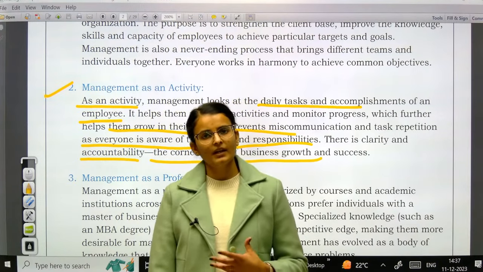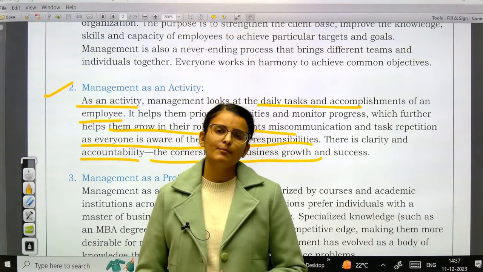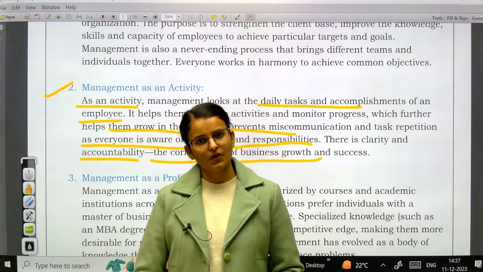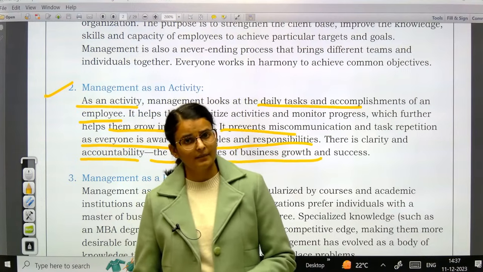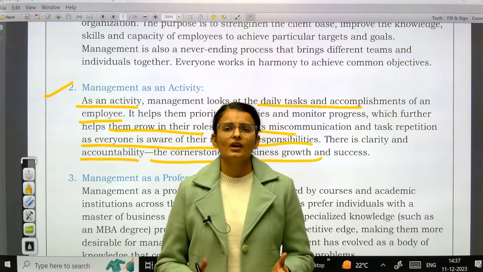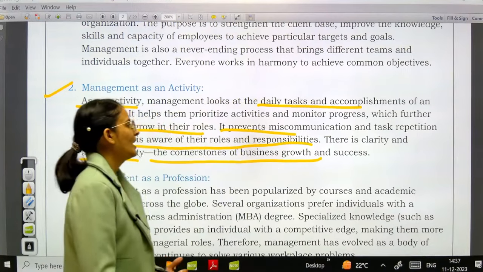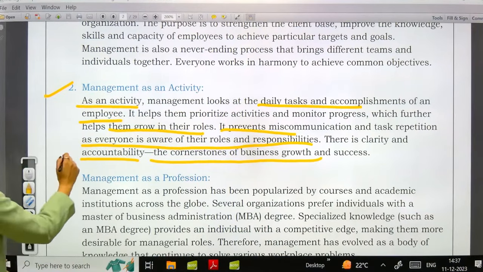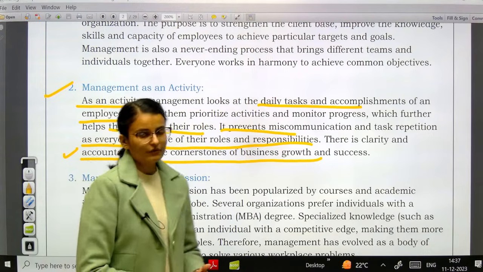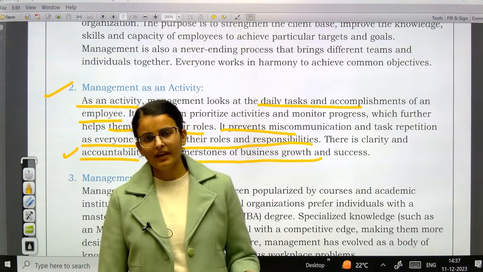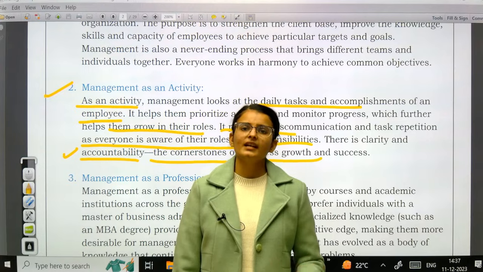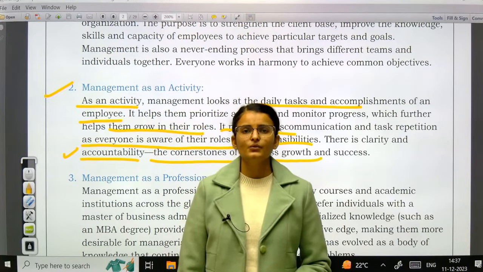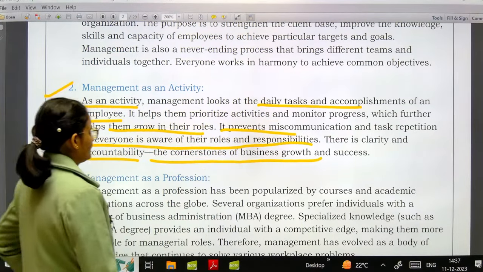Management as an activity: the manager will check whether the employee is doing the particular task or not, whether the work is completed within a limited time or not, and what the morale of the employee is. Everything will be considered, and it will also give clarity and accountability. Clarity of what we are going to achieve. Everybody knows their role and responsibility, and once the clarity is there, it will be easier to attain the set goal.